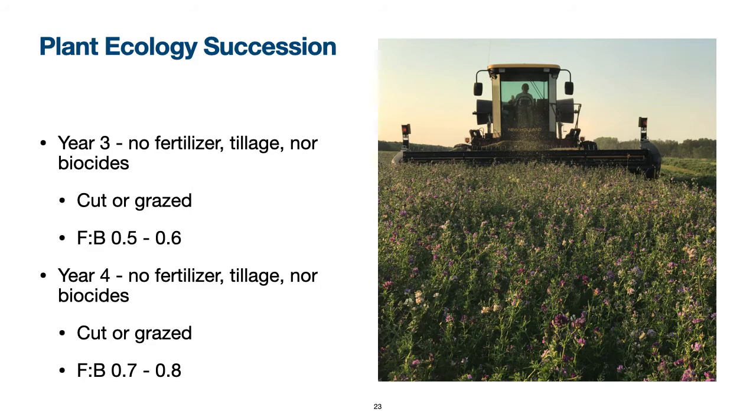In year 3, once again, no fertilizer, no tillage, no biocides, whether you cut or grazed, we're still going to be building fungi in that soil. So now we're going to get into that 0.5 to 0.6. In year 4, no fertilizer, no tillage, no biocides, cut or grazed, our fungal to bacteria ratio is going to be bumped up again to 0.7, 0.8.